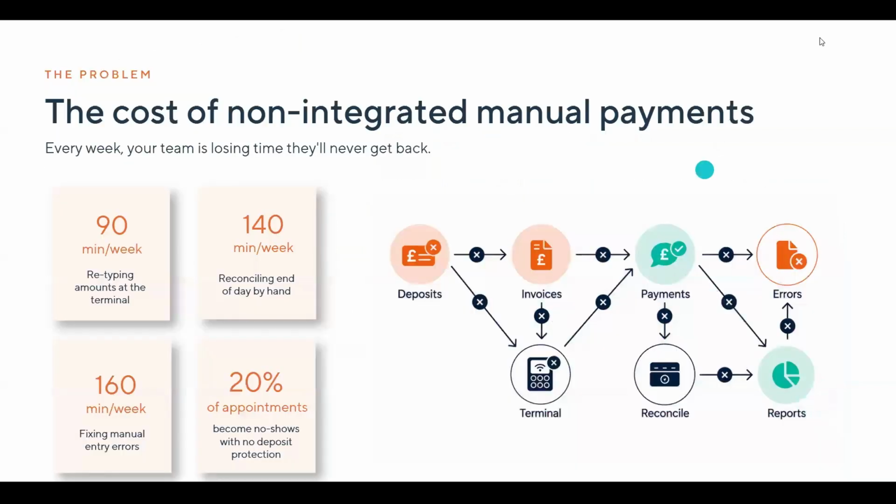So the cost of non-integrated manual payments. Every week, your team is losing time they'll never get back. And as we all know, time is money. So 90 minutes a week retyping amounts at the terminal, okay? Something we don't even necessarily think about, but we're all probably going to start thinking about it right now. We're at the point of sale screen. We've got a queue of customers that are all in a hurry, and we're typing out those amounts. And not only that, as we saw at the very beginning, how easy is it? I'm sure we've all done it. We've accidentally typed in 15 where it should have been 150, or even worse.